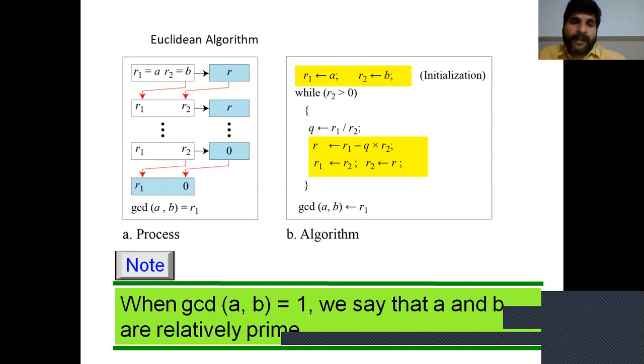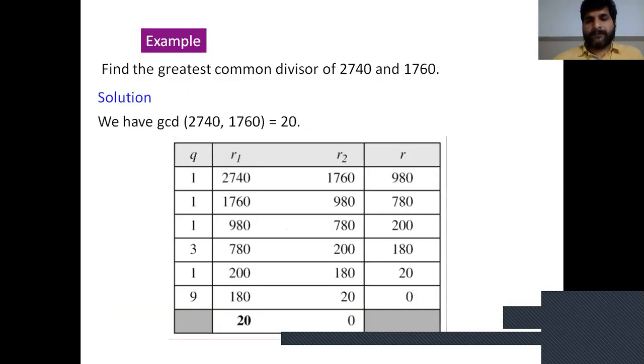Now, according to the Euclidean algorithm, R1 stores the value of a and R2 stores the value of b. While R2 is greater than 0, Q equals R1 divided by R2, R equals R1 minus Q times R2, R1 stores R2, and R2 stores R. GCD(a, b) equals R1. This is the Euclidean algorithm. When GCD(a, b) equals 1, we say that a and b are relatively prime numbers.